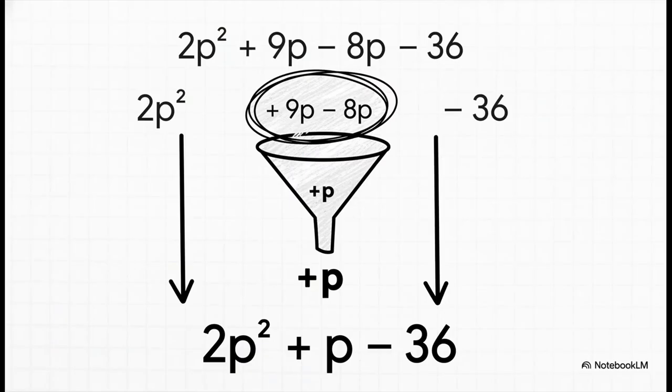And now for the final step. We just take those two results we just got, smush them together, and simplify. We've got like terms right there in the middle, right? Positive 9p minus 8p, that's just a single p. So our final, fully expanded answer is 2p squared plus p minus 36.